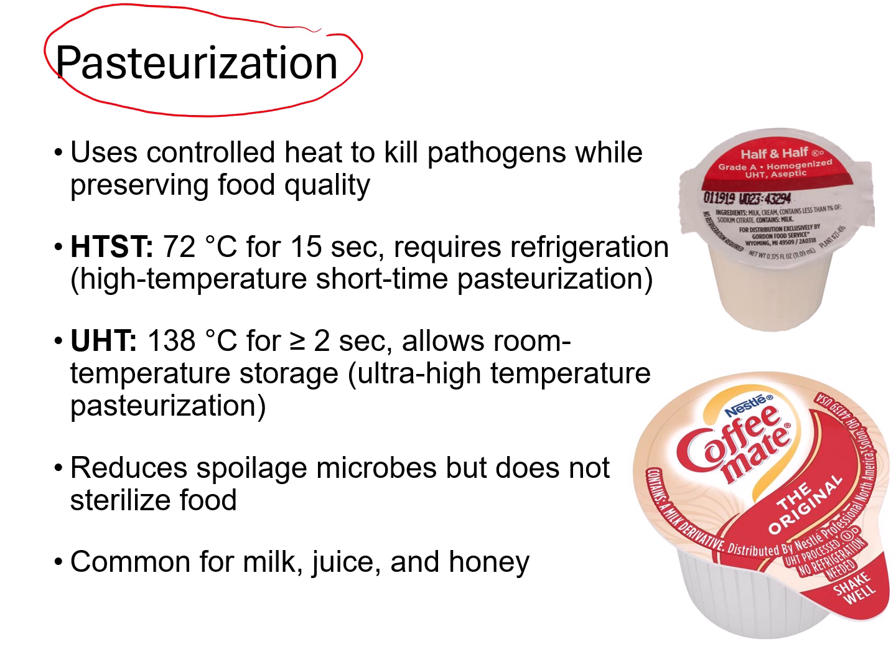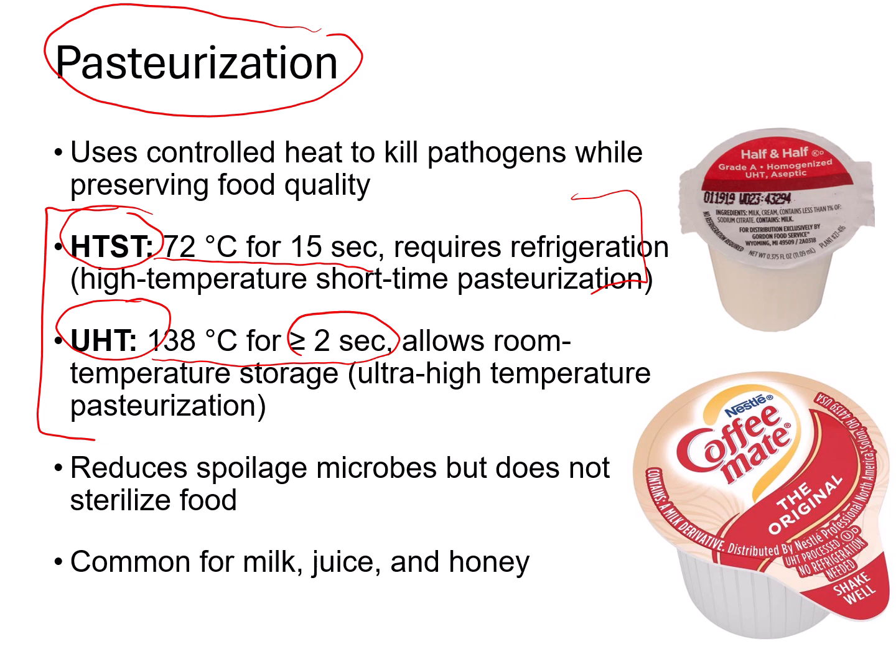Pasteurization is also a type of moist heat control, and it uses controlled heat to reduce pathogens in food while preserving flavor and texture. And there are two main methods. HTST, which stands for high temperature short time, is pasteurization at 72 degrees Celsius for 15 seconds. This kills most pathogens, but still requires refrigeration. But UHT, which stands for ultra high temperature, this is 138 degrees Celsius for at least 2 seconds.